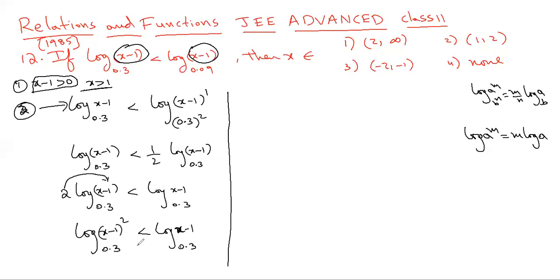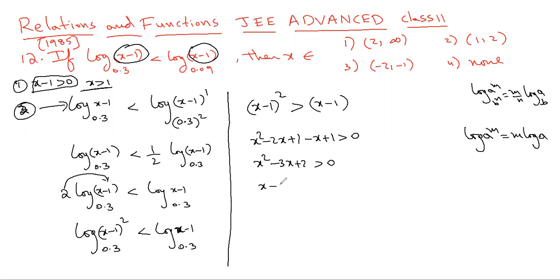So let us continue with the simplification. Now 0.3 is less than 1. So we discussed this logic many times till now. When you're removing the logarithm with the base less than 1, the inequality will be reversed. (x minus 1) the whole square greater than x minus 1. If you simplify this, x square minus 2x plus 1 minus x plus 1 greater than 0. So x square minus 3x plus 2 greater than 0. This is (x minus 1)(x minus 2) greater than 0.